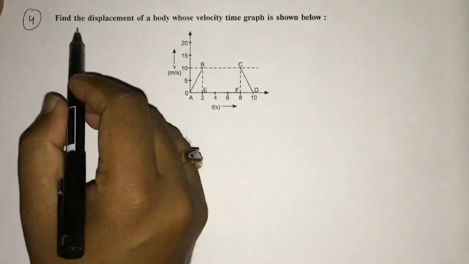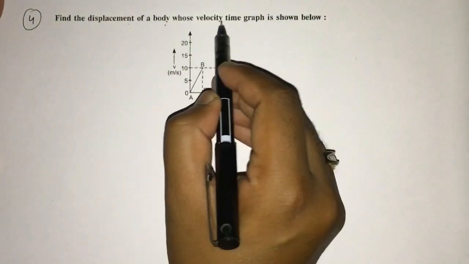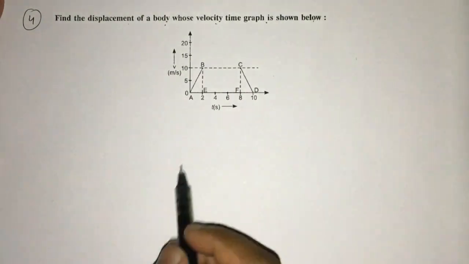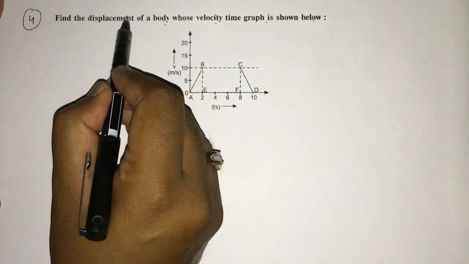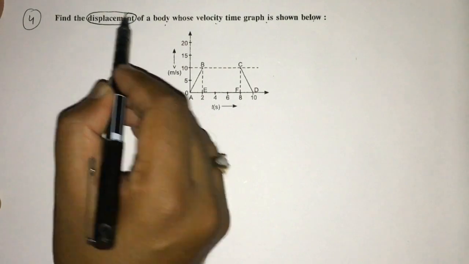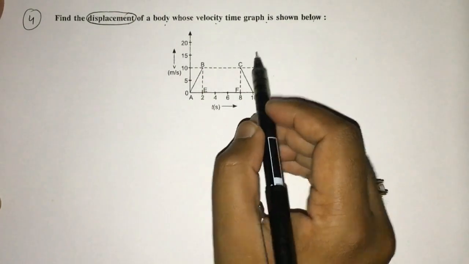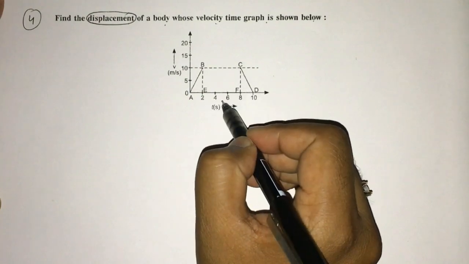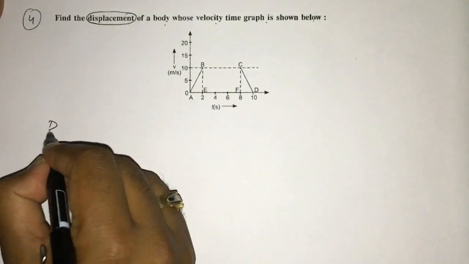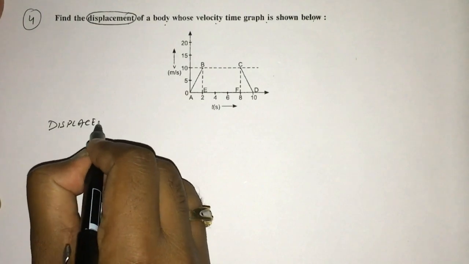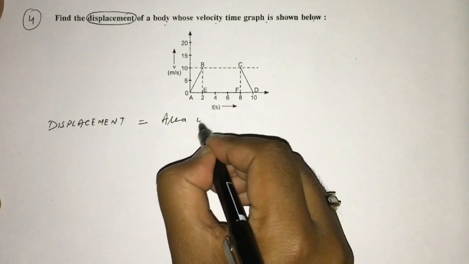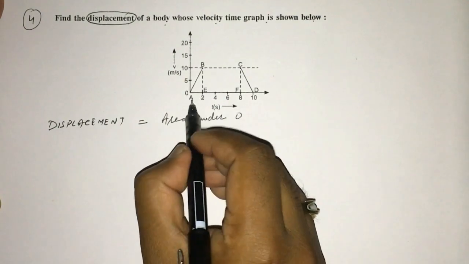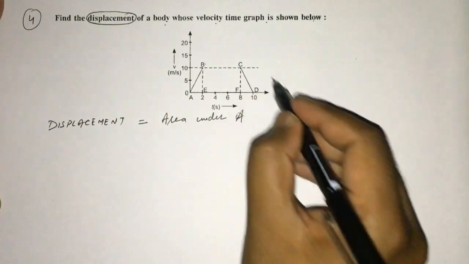The question is, find the displacement of the body whose velocity time graph is shown below. Here is the velocity time graph. Fine. As we had discussed in the previous lectures, whenever we need to calculate distance or displacement in a velocity time graph, we need to calculate the area under the graph. Fine. So distance or displacement of the body is equal to the area under ABCD.